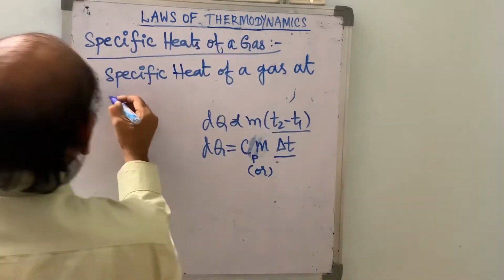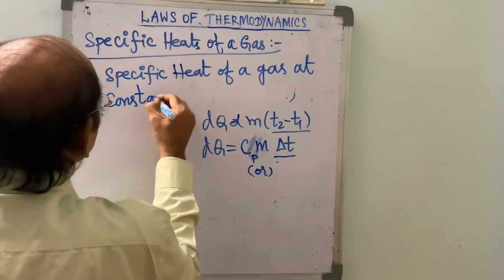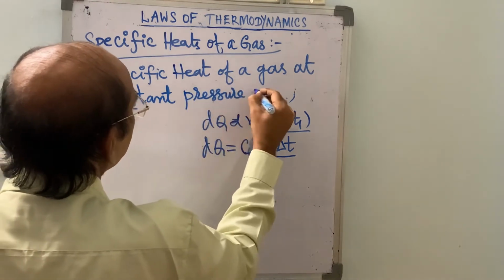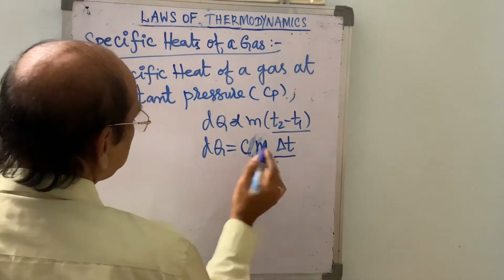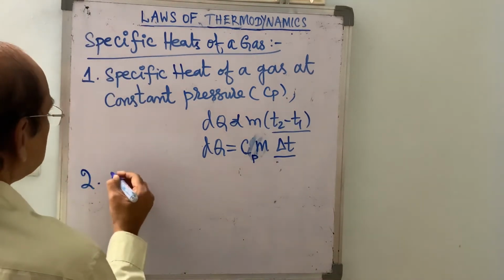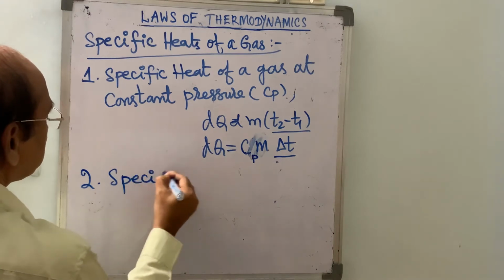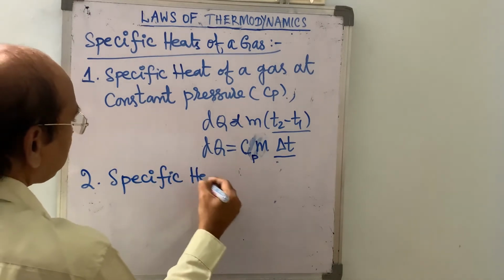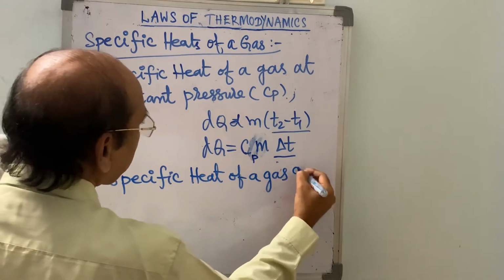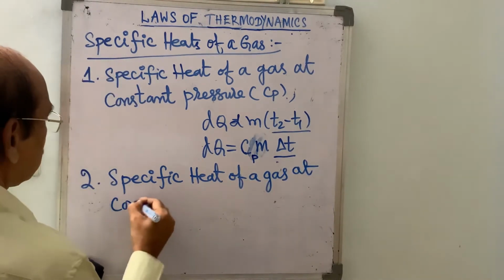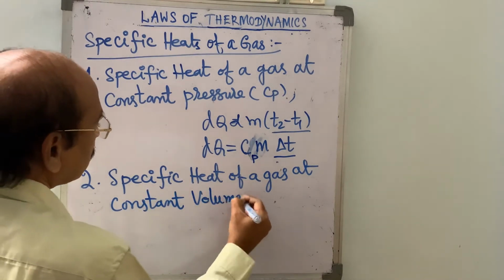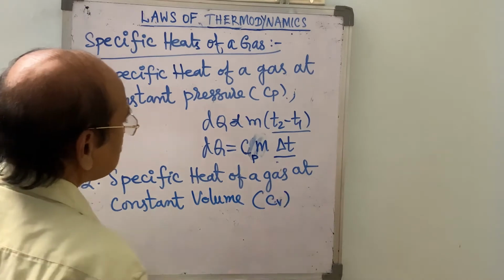First one, specific heat of a gas at constant pressure. It is represented by Cp. And the second one, specific heat of a gas at constant volume. It is represented by Cv.